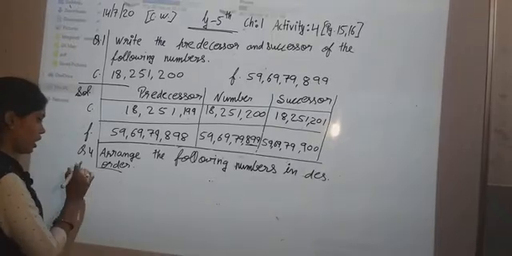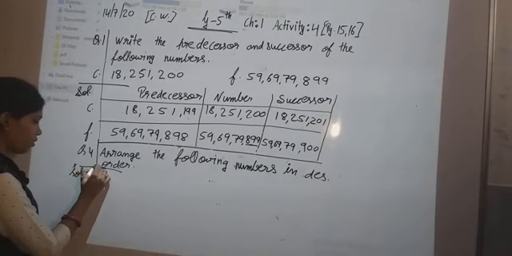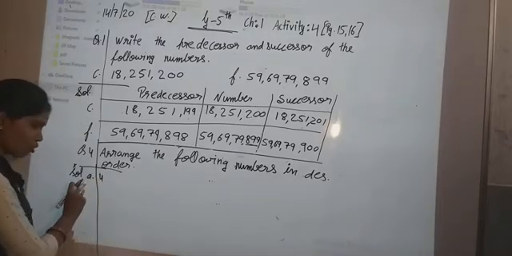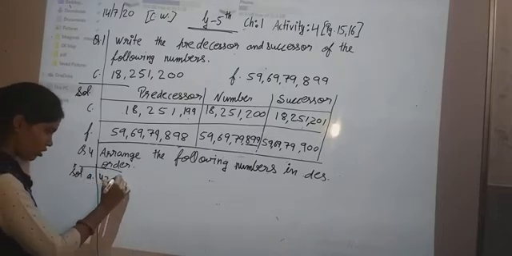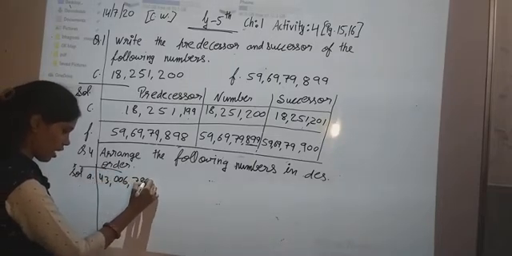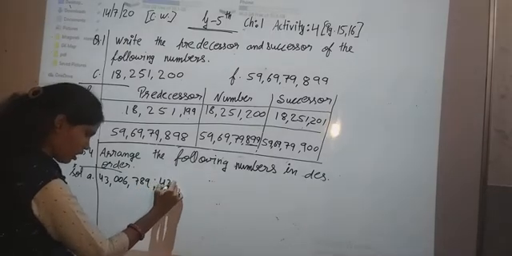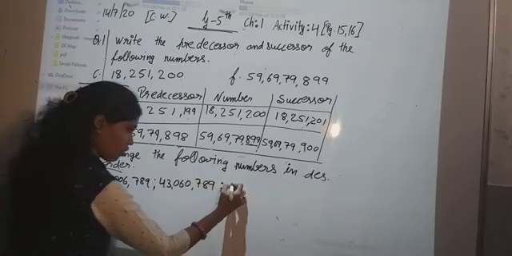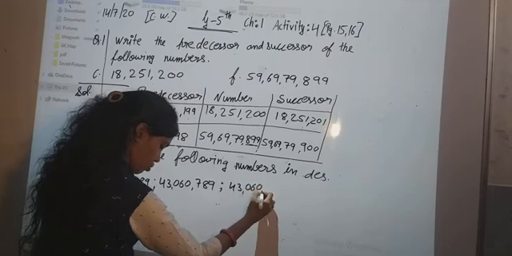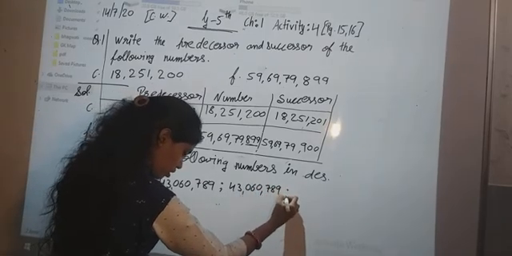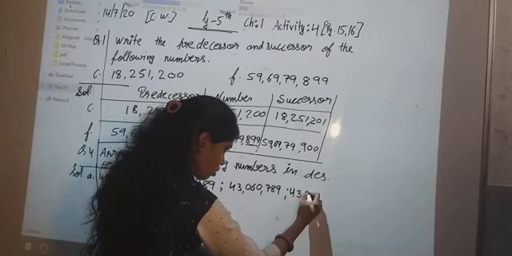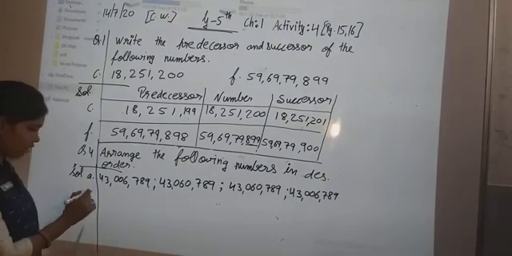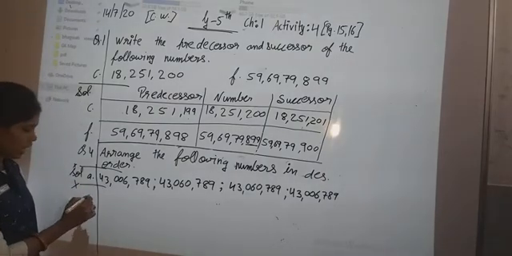So let's start, students. Now the first number, we are doing A: 43,006,789, 43,060,789, 43,060,789, 43,006,789. Okay, students, so let's start. We are going to solve descending order.